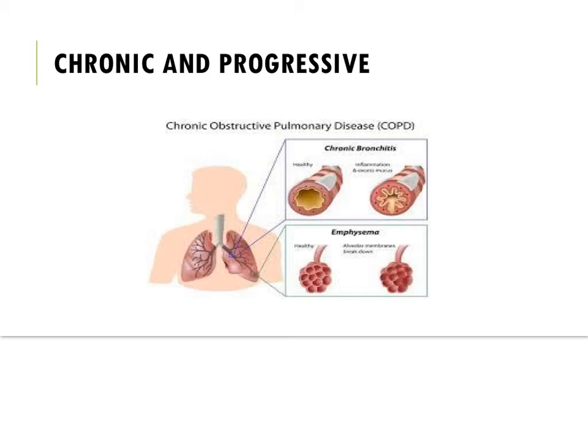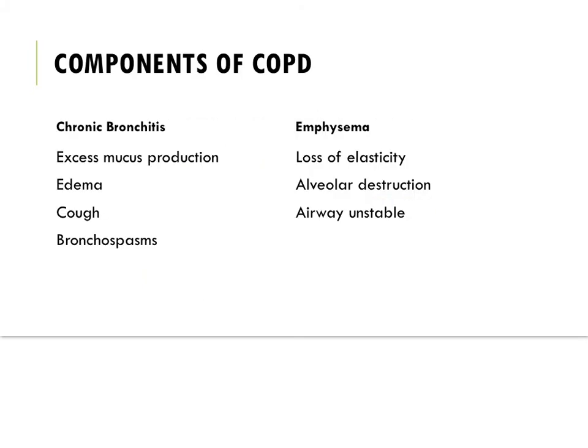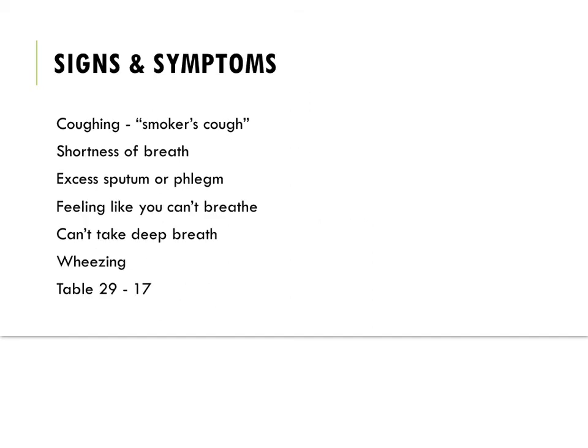And then we also have a loss of elastic recoil, and this decreases the volume of air that is passively expired. Okay? And so you have air trapping. And these are the 2 main components that are considered to be chronic lung disease. This is just a brief recap of the main components of chronic bronchitis and emphysema.